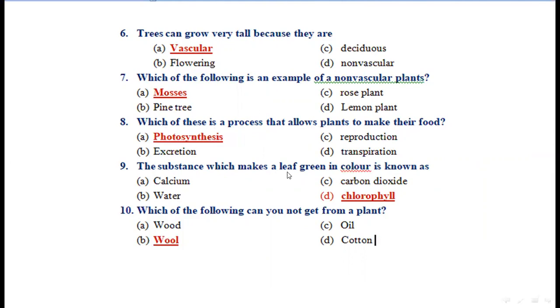The substance which makes a leaf green in color is called chlorophyll. Why are plants green? Because they have a substance called chlorophyll. Which of the following can you not get from a plant? You can get oil, cotton, and wood from plants, but you can't get wool from plants. You can get wool from animals like sheep. So you must keep it in mind.